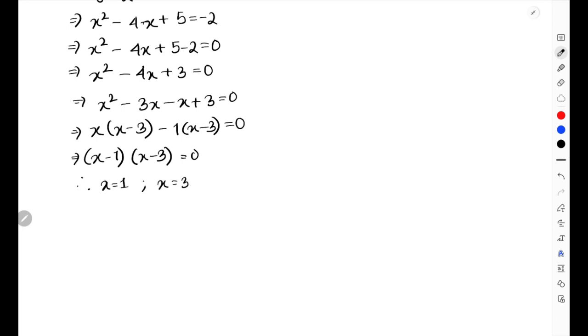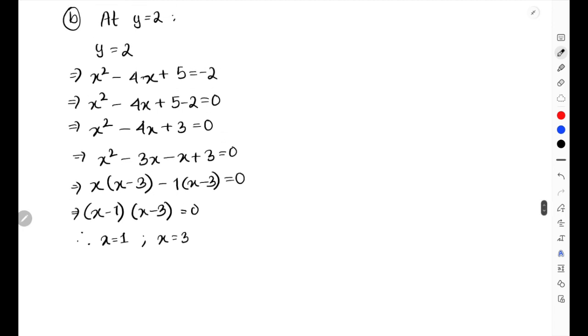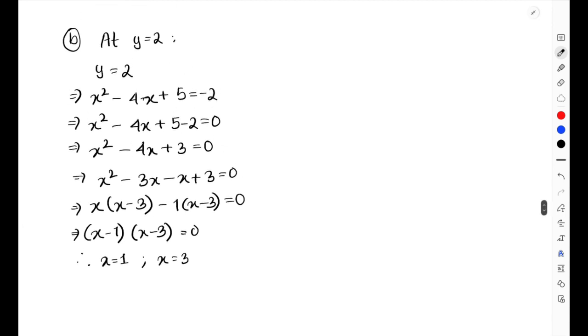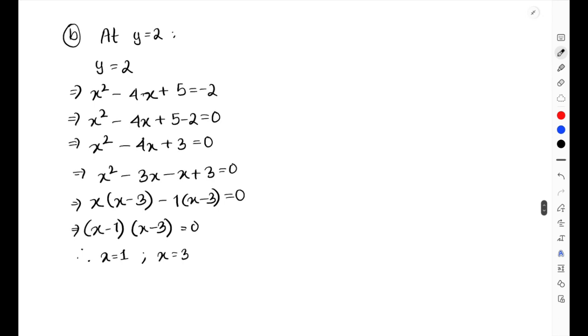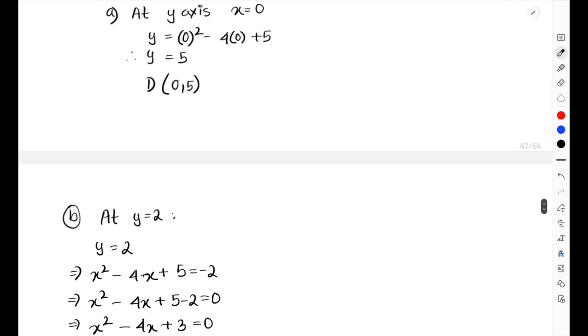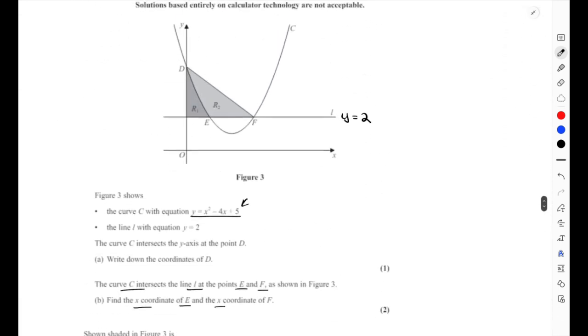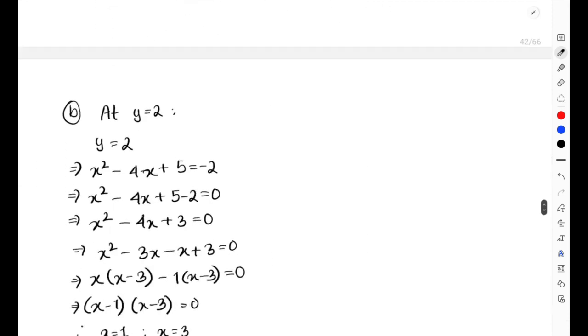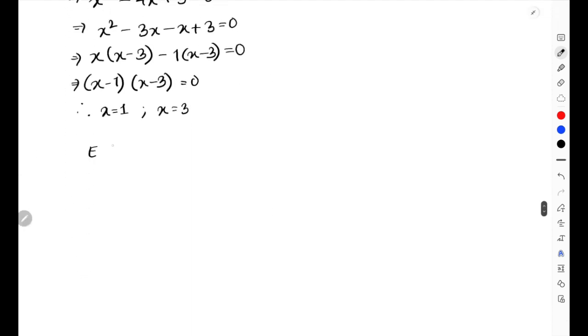Okay, so now these are the x-coordinates, and these are the values for E and F also. Now we have the coordinates for E and F. From your graph, you can understand which one will be before and after. E was before and F was after. So in that case, E will have the coordinates 1 and 2, and F will have the coordinates 3 and 2.